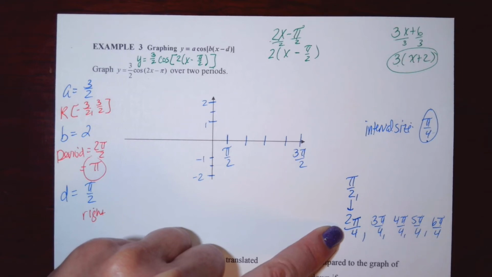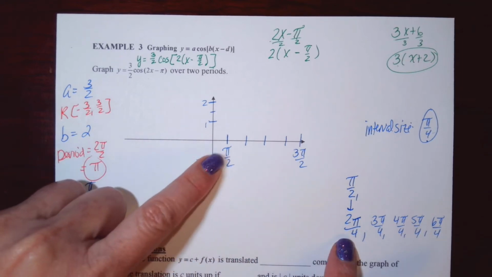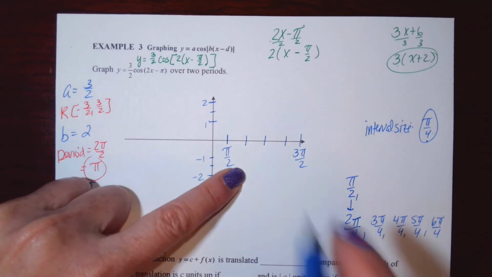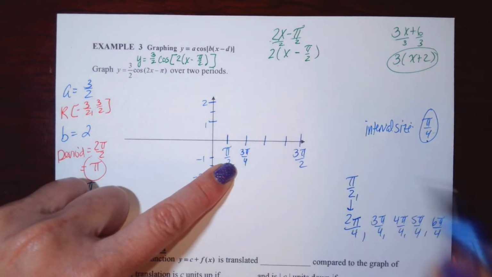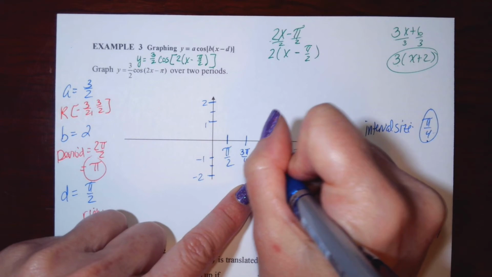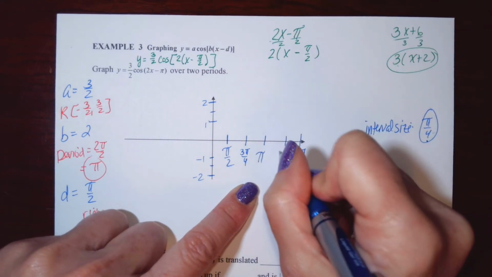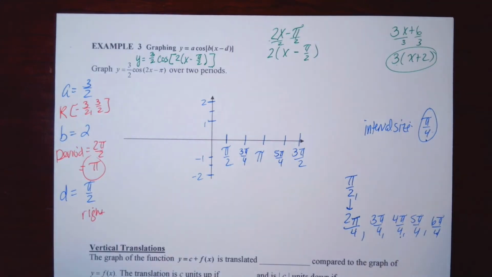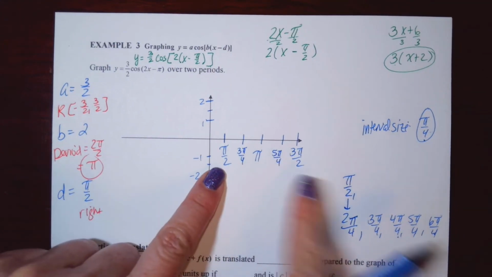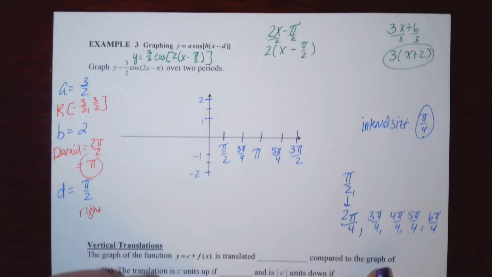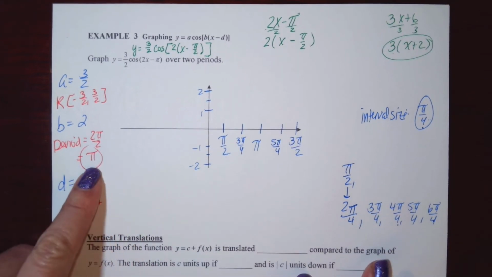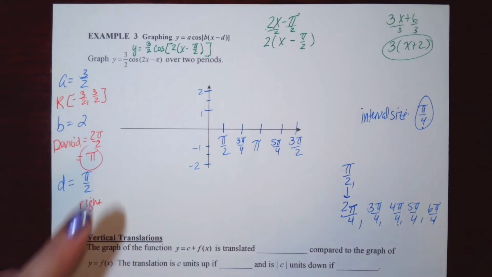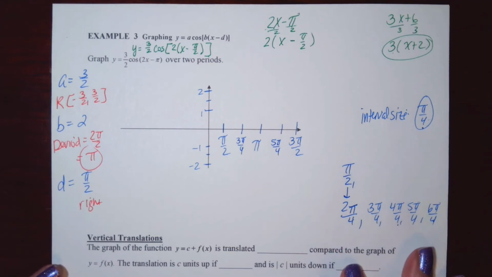Some of them simplify. Pi half was my 2 pi fourths. 3 pi fourths doesn't simplify. 4 pi fourths is just pi. 5 pi fourths doesn't simplify. 6 pi fourths is 3 pi half. We already checked. We knew that was where we needed to end up, so we're in good shape with our period being pi. So now let's think about what our graph's going to look like.